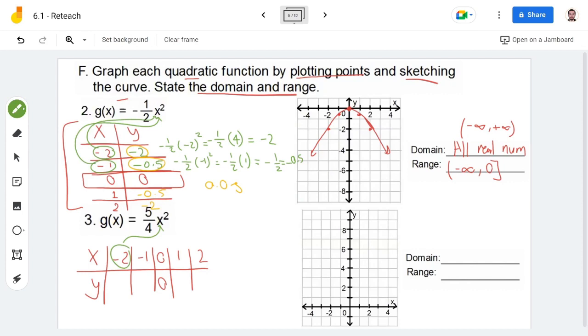Let's do it mentally. So now 5 over 4 times 4, because -2 to the power of 2 is 4. If we have a fraction multiplied by a number, we multiply only the numerator by the number, then divide by the denominator. So 5 times 4 is 20 over the denominator 4, and 20 over 4 is 5. So the answer here is 5.